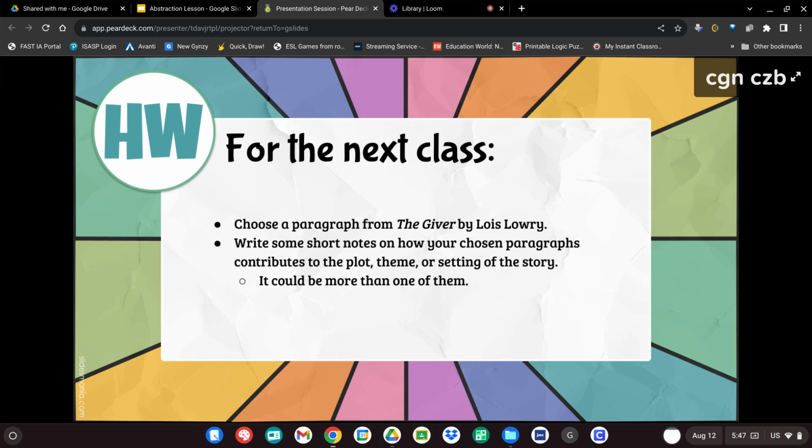You will be getting into groups in the next class, but you don't know who is in your group. I want each person to have their own paragraph to contribute to the group, and then the group will be able to decide together which paragraph you want to use for the rest of the project. But I want your group to have several choices.